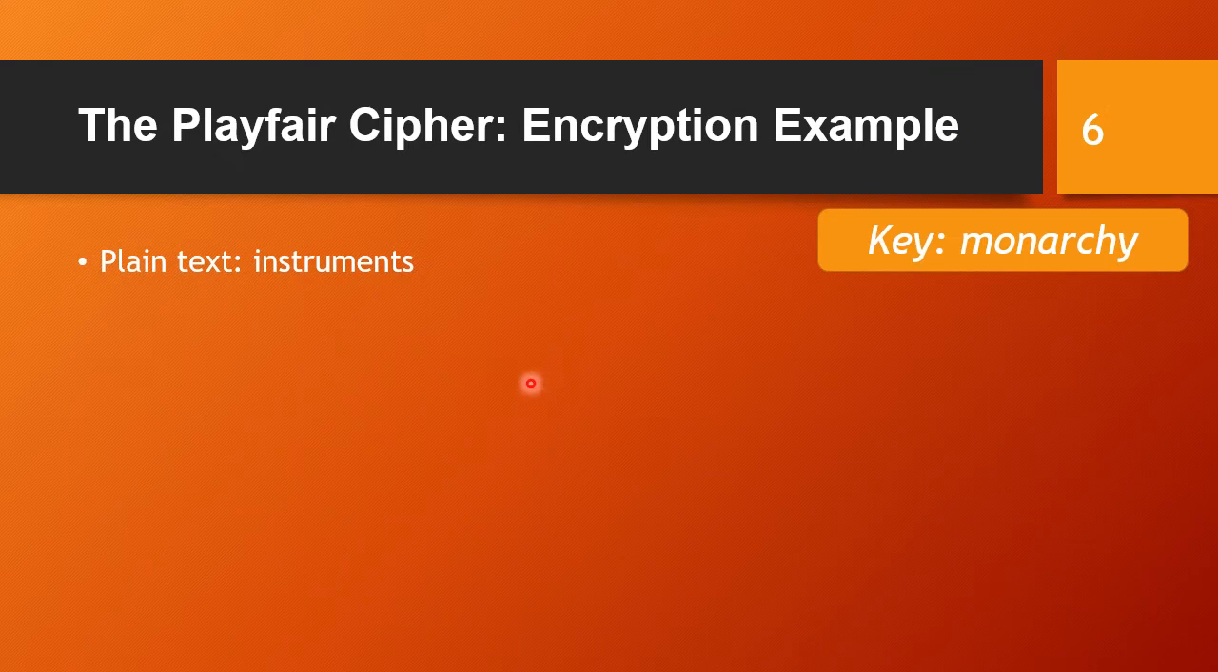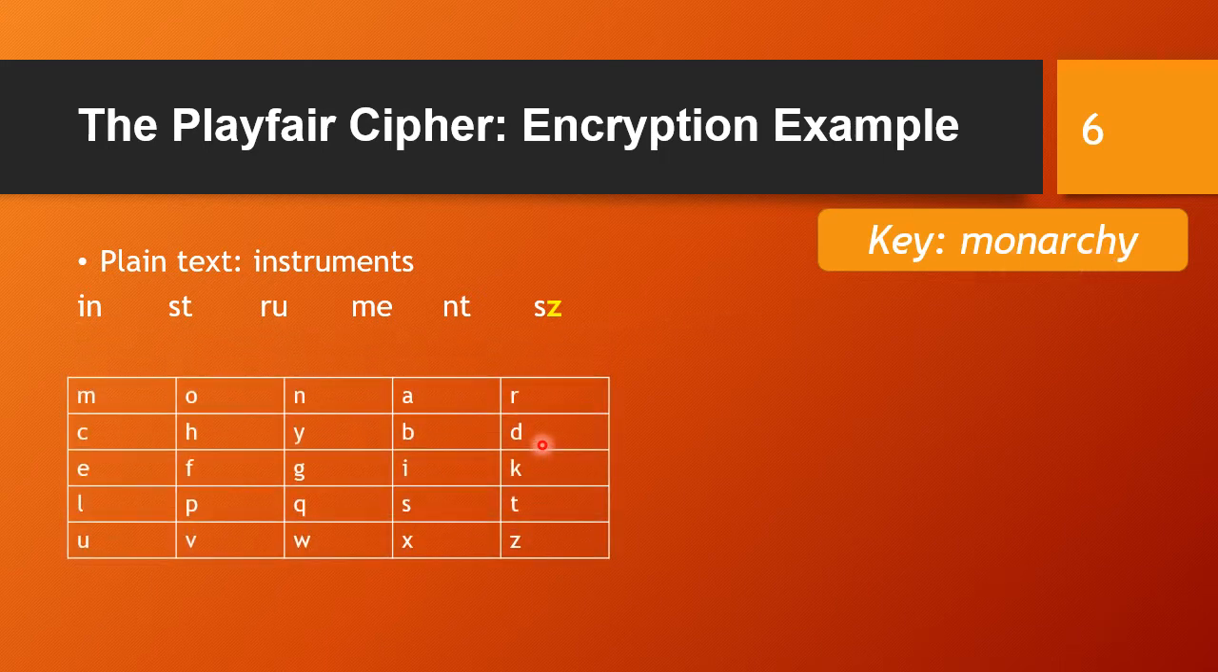To make things more clear, let us have an example. Suppose that we want to encrypt the message instruments using the key monarchy. First of all, the message is split into pairs, and since the number of letters of the message is odd, we add the letter Z. After that, the letters of the key are inserted into a table, and the rest of the table is filled with the remaining alphabets excluding the letter J.